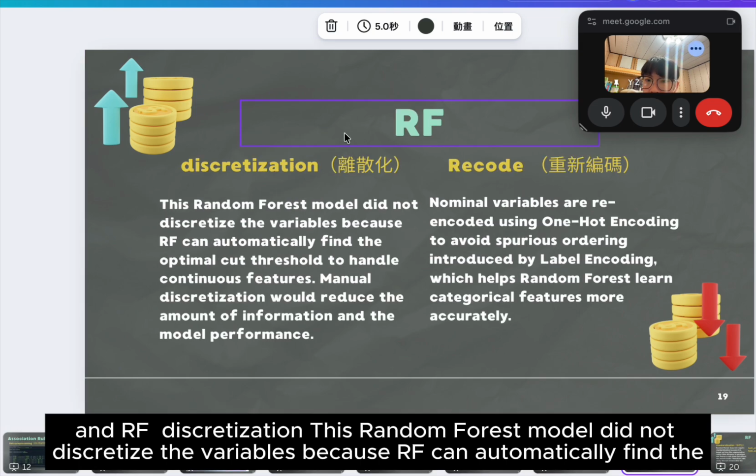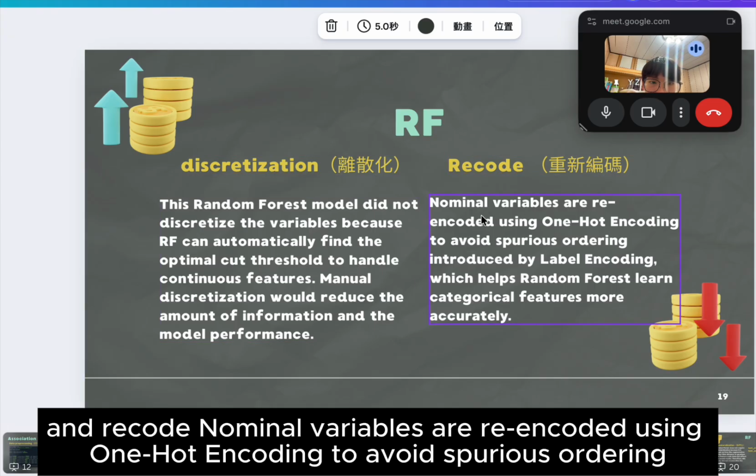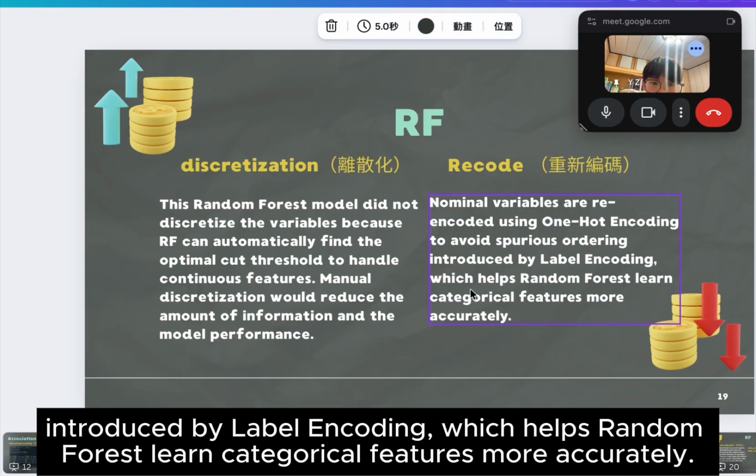And RF discussion: this random forest model did not discretize the variables because random forest can find the optimization split to handle continuous variables, and discretizing will reduce almost all of the information and model performance. And categorical values are encoded using one-hot encoder, which is better than turning to label encoder, and will help random forest learn the categorical features more accessibly.